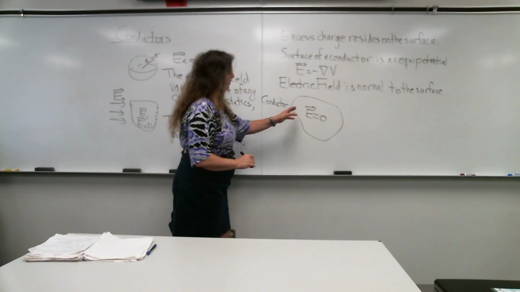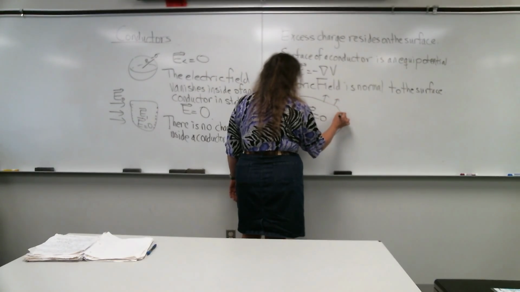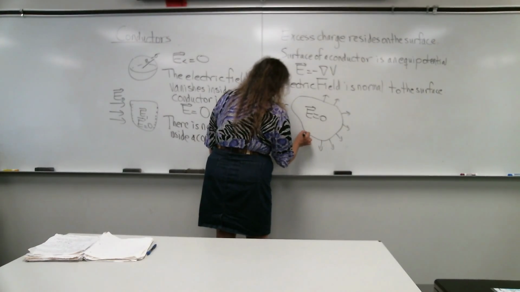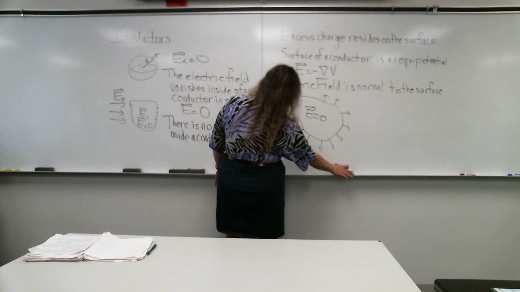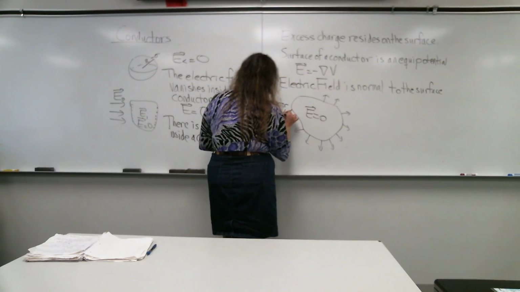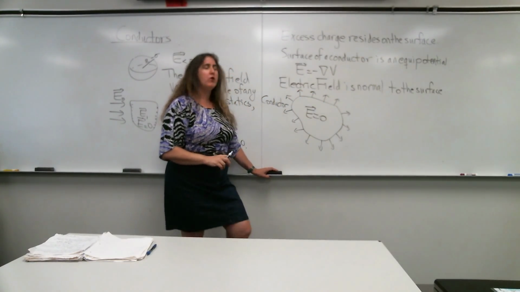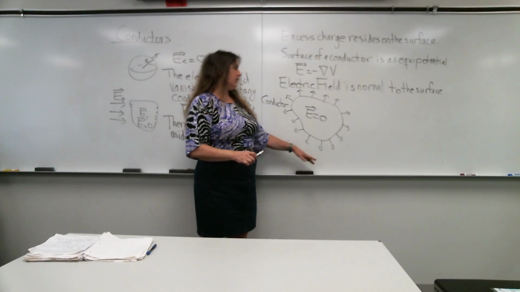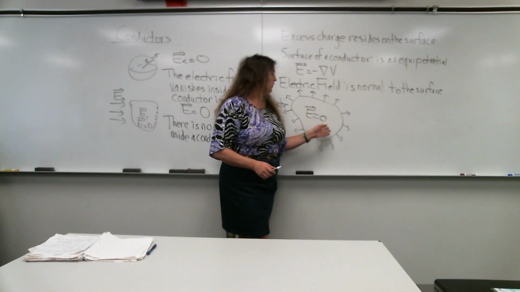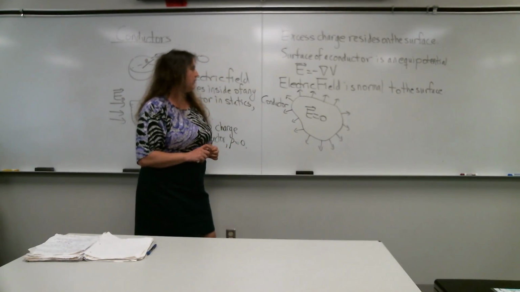This is our conductor. E is equal to zero on the inside. And the electric field points in the normal direction. And in accordance with our boundary conditions, there's a discontinuity in the electric field. It vanishes inside, just outside, it's pointing out, and it's pointing in a normal direction.